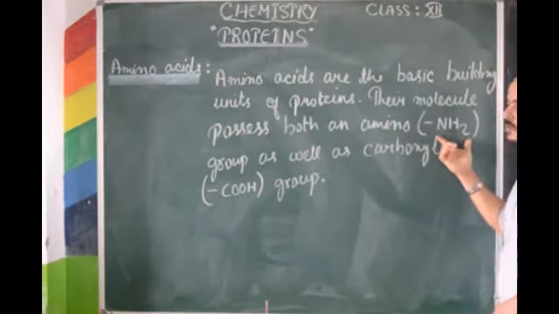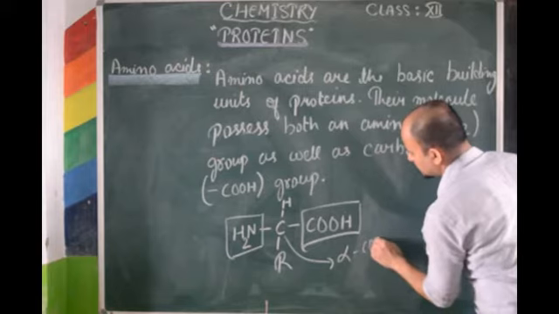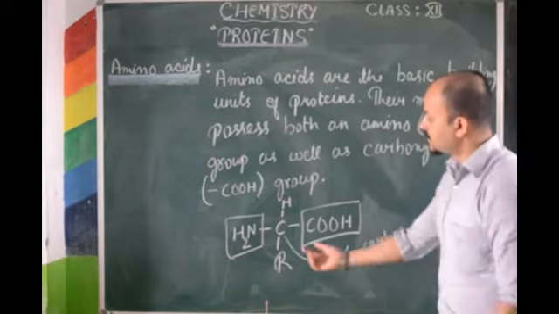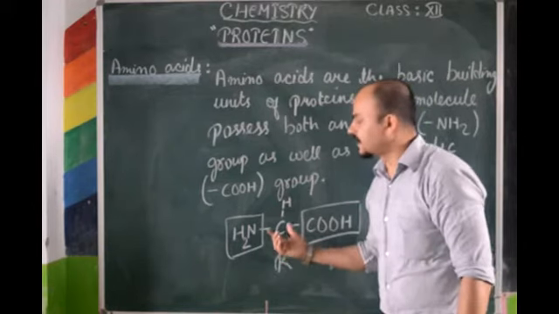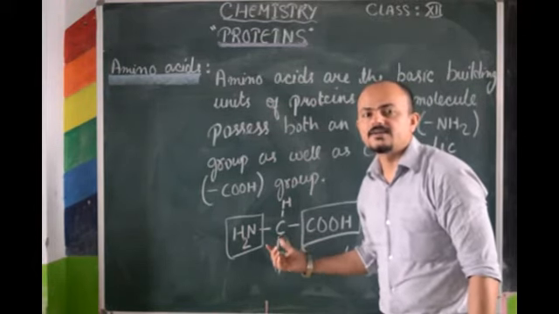So let me represent it by the general formula. These amino acids are represented by this formula: NH2, CH, here R, and here you have the COOH group. Here you have a carboxylic group and here you have an amino group. So both functional groups are present in the same molecule, and this carbon is the alpha carbon. Since this carbon is the alpha carbon, these are all known as alpha amino acids.